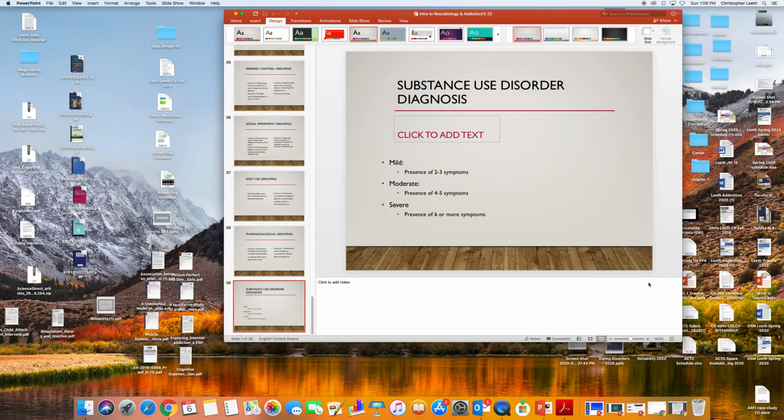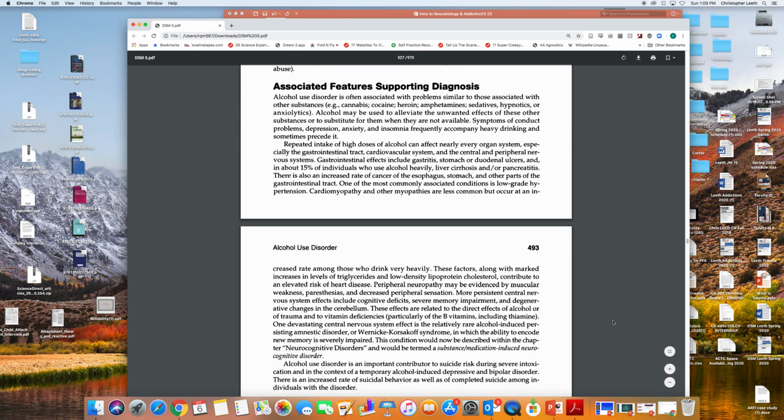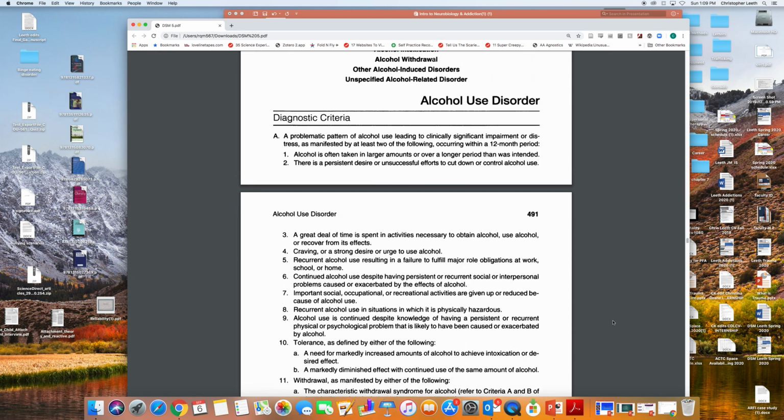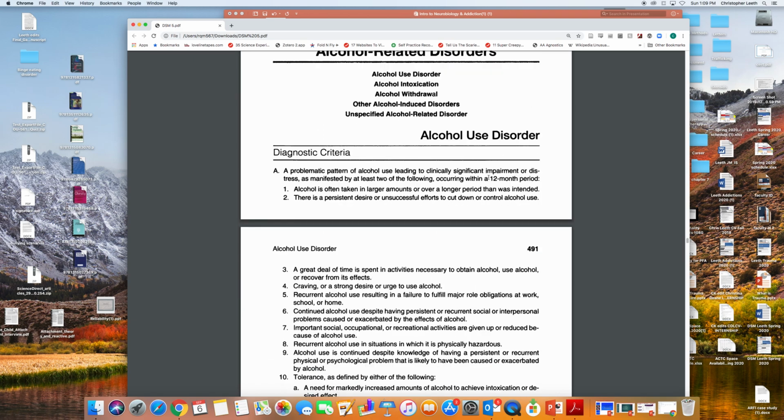That's going to do it for the addictions video. But before I go, I just wanted to pull this up so that you have an idea of what it looks like. So let's look at alcohol, for example. Each disorder will have its own little mini section. We have one for alcohol, there would be one for caffeine, for cannabis. So alcohol use disorder, that is the addiction, right? That is the dependent disorder.